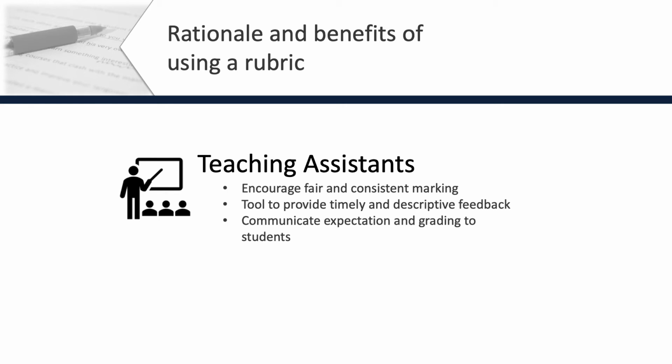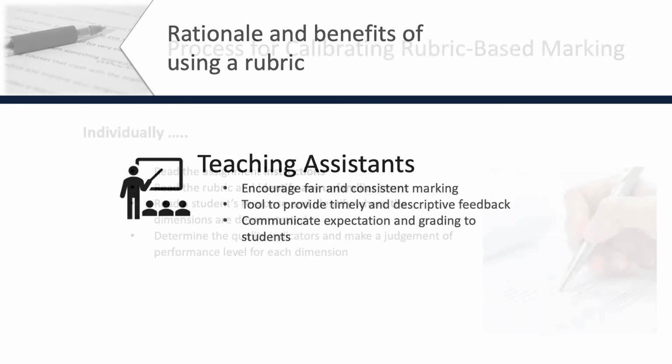Having a well-designed rubric for each assignment can encourage fair and consistent marking, not only within the assignments you're marking, but also across a group of TAs. So what do I mean by ensuring consistency across TAs? Well, in many large courses, there will be a number of TAs, 5, 6, 10 TAs marking the same assignment, and it's important to ensure that each TA is using the rubric and assigning grades that are consistent across the same level of achievement. One way to ensure that all TAs are grading similarly is to calibrate the rubric.